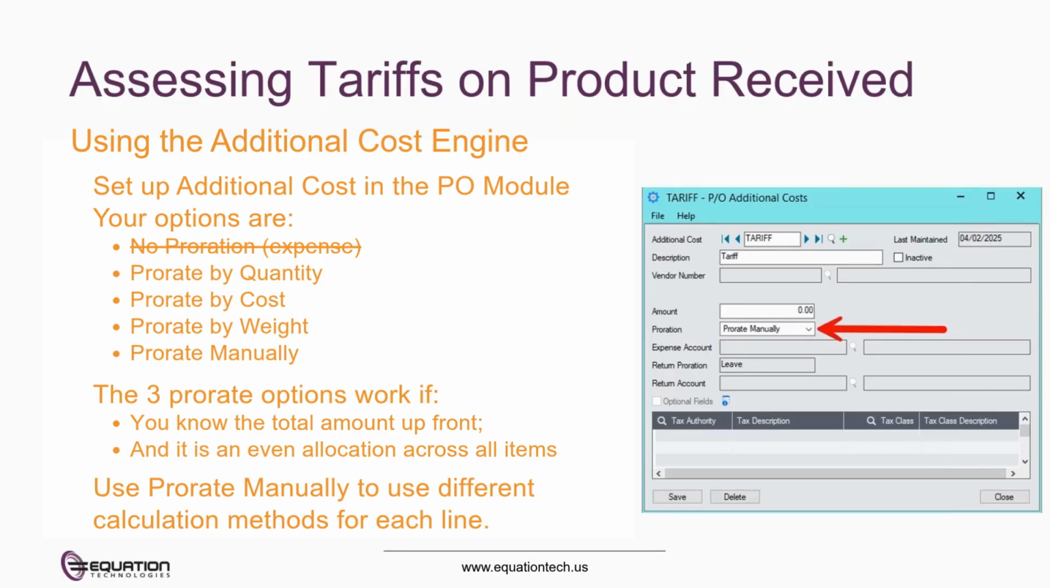And so what we want to be able to do is use the additional cost function in the PO module to apply that to our items. Now, there are multiple ways of applying that in the additional cost function. Some of you may use something like the no proration function for expense if you're just trying to expense your freight. We're not going to talk about that in the tariff example, mainly because if you were going to do that, you could just do it through accounts payable.